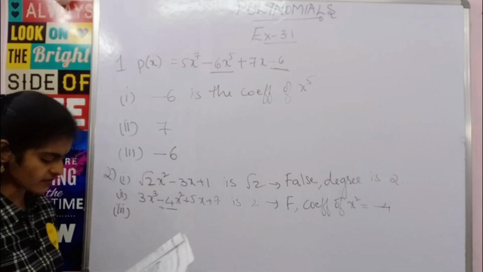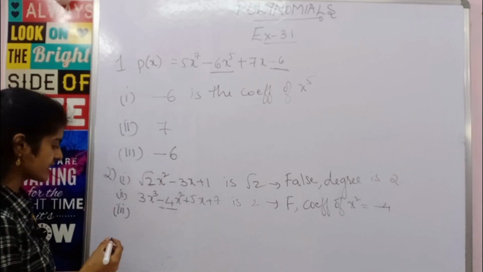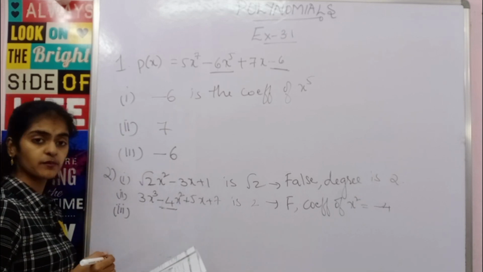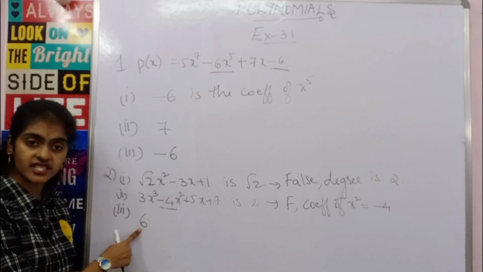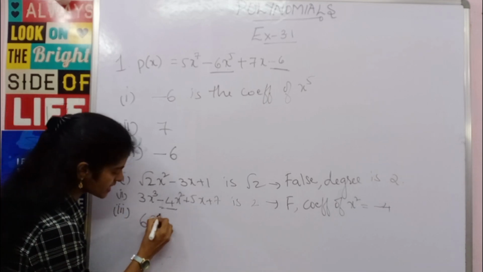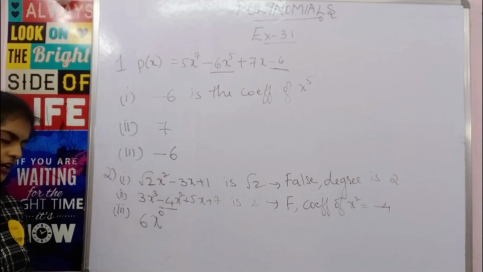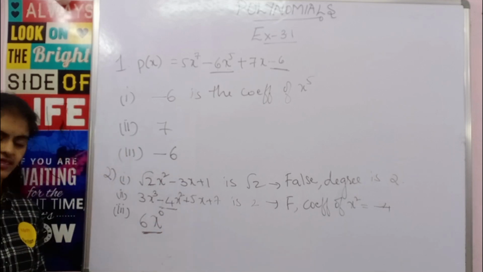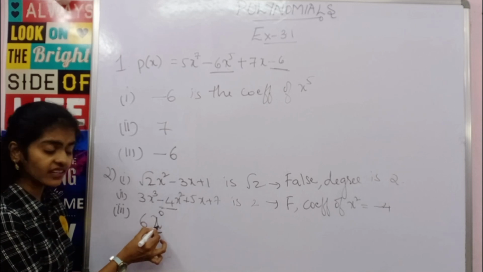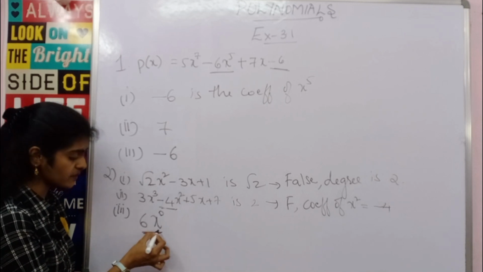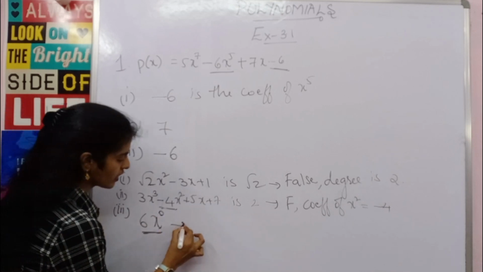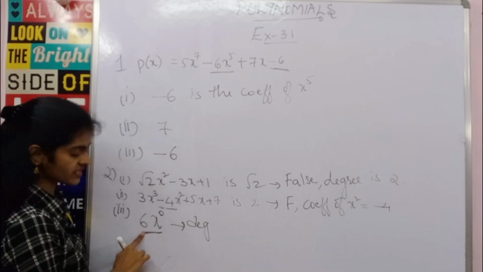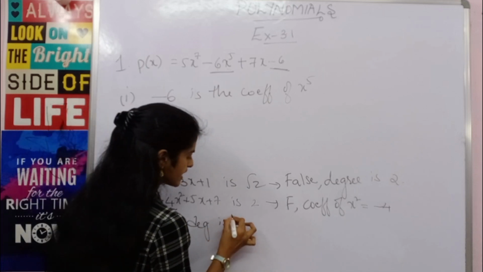Third bit: the degree of a constant term is 0. Suppose you have a term 6. This is a constant. Now 6 can be written as 6 into x power 0. What is the degree of this? Degree is the highest power of the variable. Here you have only one term and the power of the variable is 0. So the degree of this constant polynomial is 0.